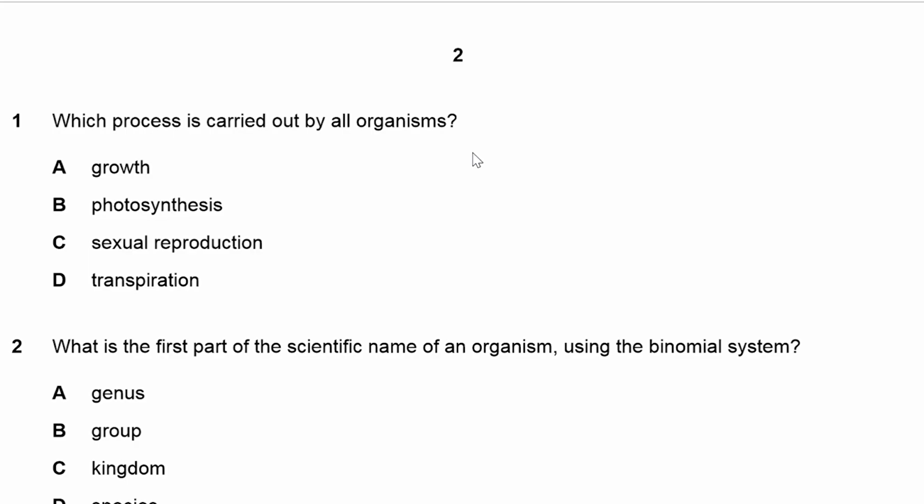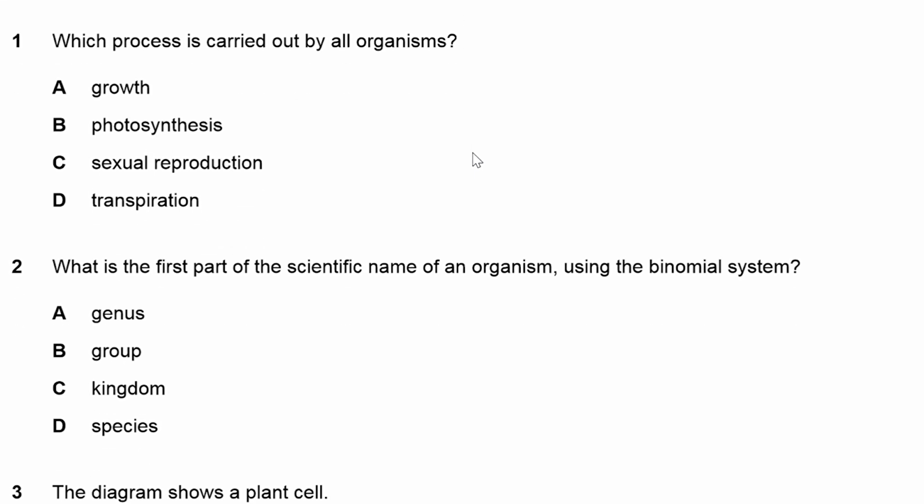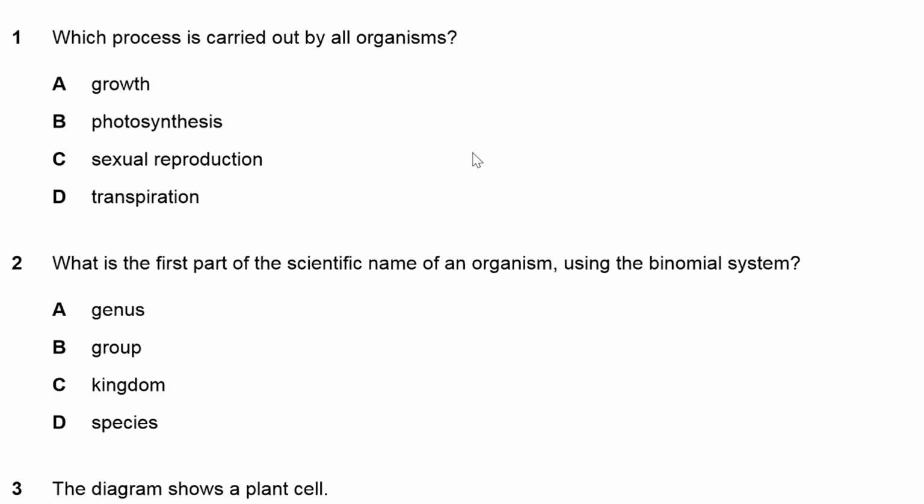Alright, question number 1 says, which process is carried out by all organisms? We have growth, photosynthesis, sexual reproduction, and transpiration. Transpiration usually occurs in plants. Sexual reproduction occurs in some plants and in animals. Photosynthesis occurs in plants. So here it's growth that can occur in all living organisms. So here we'll choose growth.